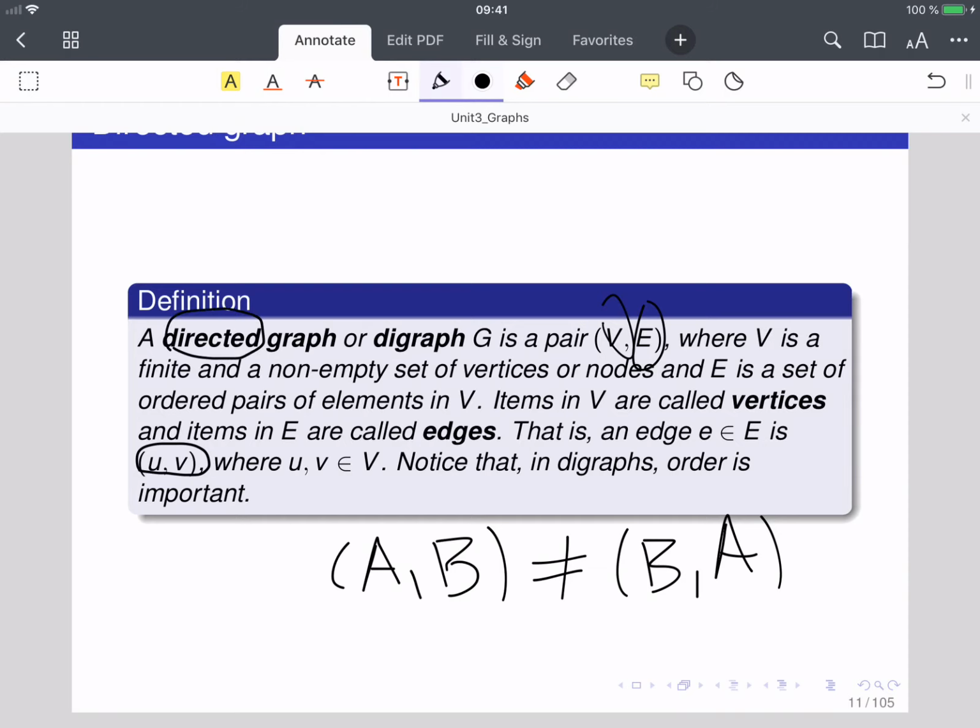If it is directed, then we have a difference between the edge UV and the edge VU. Okay, so this is important to notice because it will be very important in this lecture.